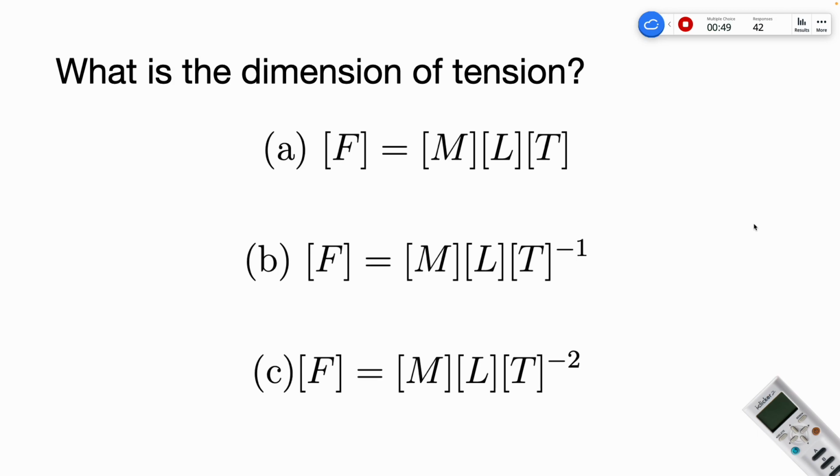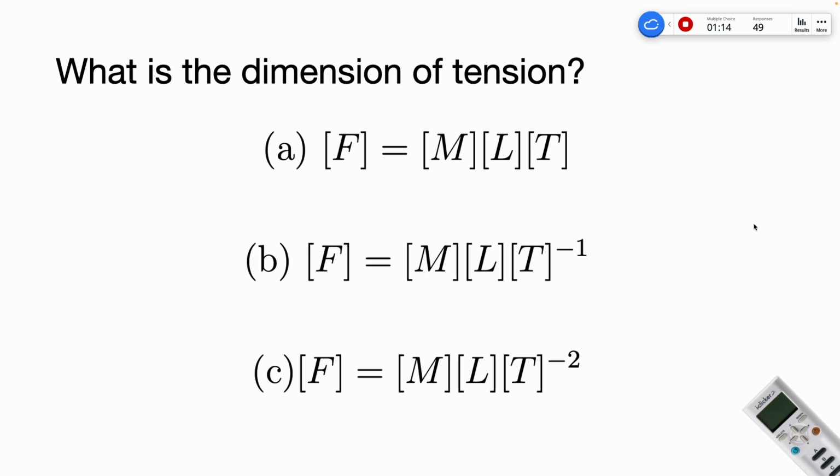A force is defined as the mass times acceleration, or the acceleration times the mass that the force is acting on. So F equals ma. Therefore, the dimension of force should be the same as the dimension of mass times acceleration. Mass has dimension mass, so they all have an m. So the problem is, what is the dimension of acceleration?